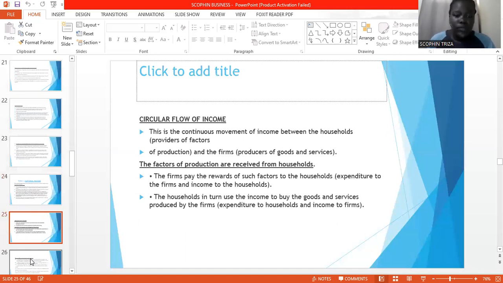Now the circular flow of income, it's the consistent movement of income between the household and the farm. The factors of production are received from households. The farm may pay the rewards such as factors to the household, expenditure to the farm, and the income to the household. Now the household in turn use the income to buy the goods and the services produced by the farm. That is to say, expenditure of households and income to a farm.